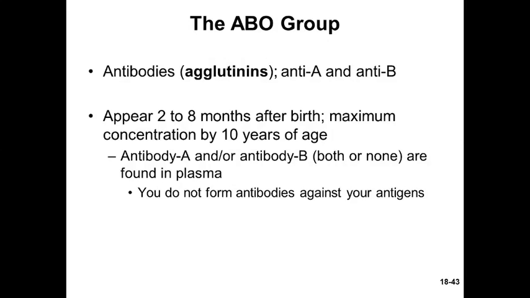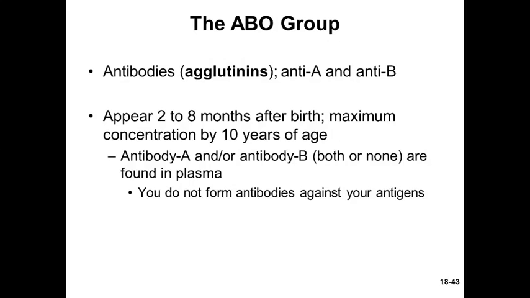These antigens will appear or are on the red blood cells, and to those antigens, antibodies will begin to appear 2 to 8 months after birth with a maximum concentration by 10 years of age. So a young baby's immune system is not yet developed and would not be as critical in a mistransfusion.